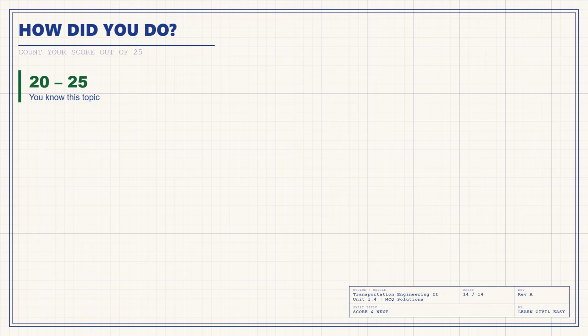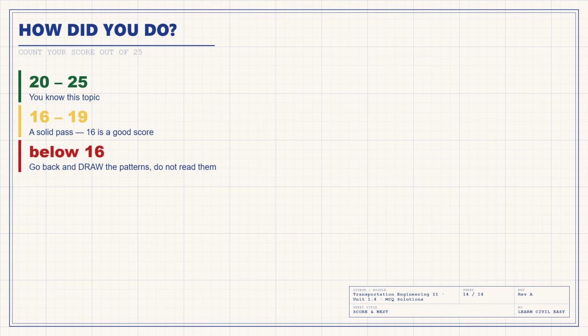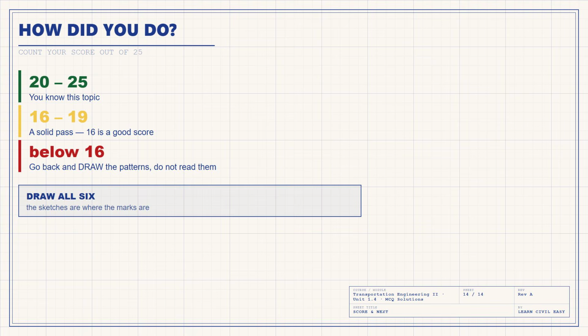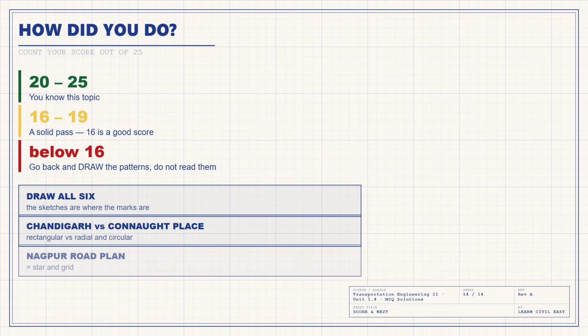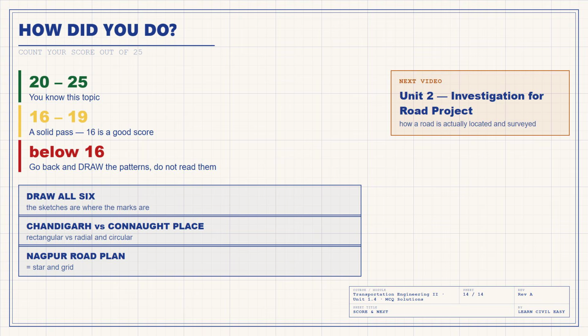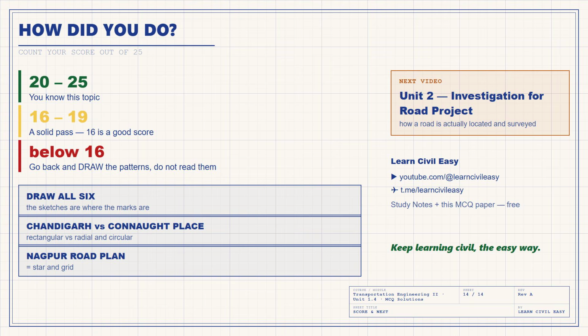So, count your score, 20 or more, you know this topic. 16 to 19 is a solid pass, and the paper is designed so that 16 is a good score. Below 16, do not worry, but go back to the notes and this time draw the patterns rather than read them. And whatever your score, 3 things are worth carrying away. 1. Draw all 6 because when the question says with neat sketches, the sketches are where the marks are. 2. Chandigarh is rectangular, Connaught Place is radial and circular, and do not let them swap. 3. The Nagpur road plan assumed star and grid.